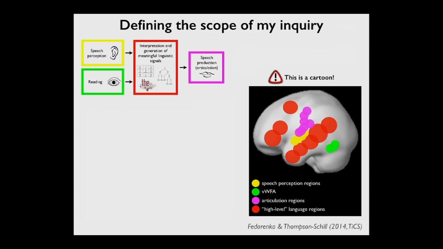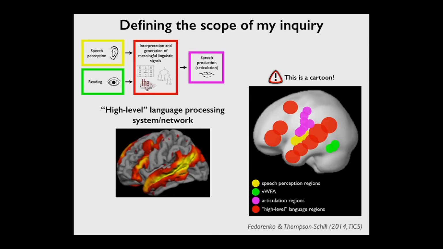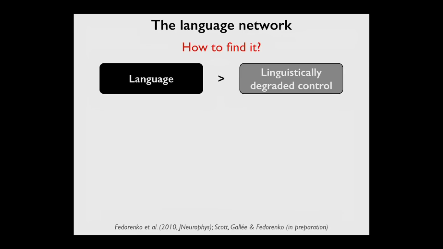The visual word form area responds just as much to a string of consonants as it does to real words. The articulation regions can be driven to a full extent by people producing meaningless sequences of syllables. But in contrast, the high-level language processing system or network, or sometimes I refer to it just as the language network for short, cares deeply about whether the linguistic signal is meaningful or not. In fact, the easiest way to find the system in the brain is to contrast responses to meaningful language stimuli like words, phrases, or sentences, and some control conditions like linguistically degraded stimuli. And the contrast I use most frequently is between sentences and sequences of non-words.